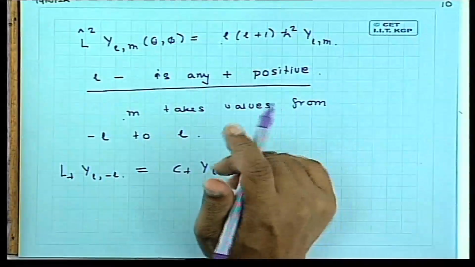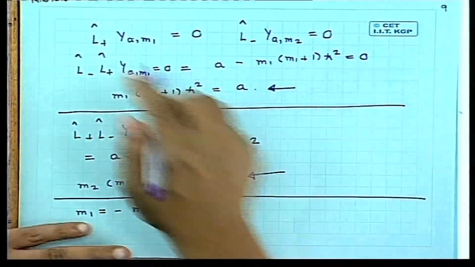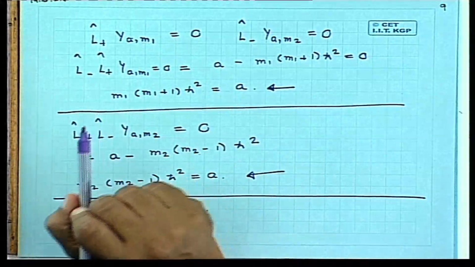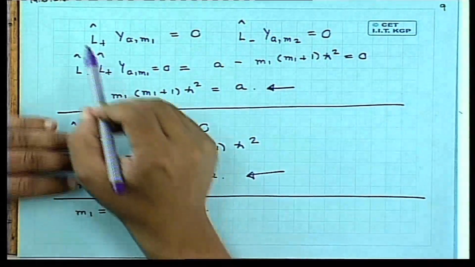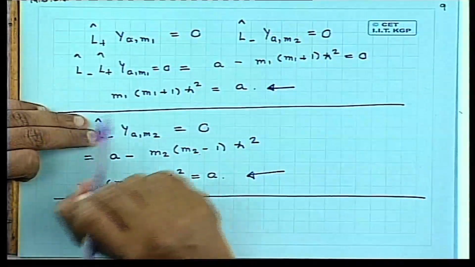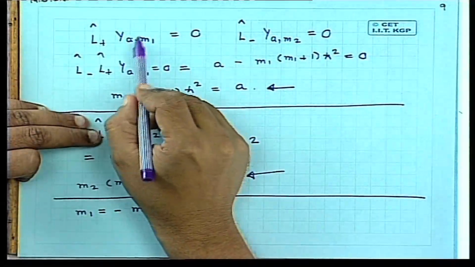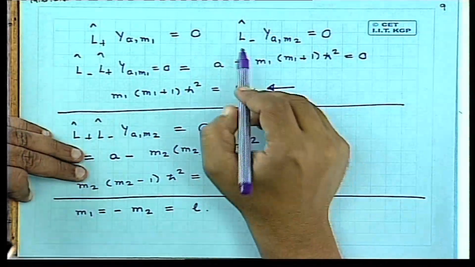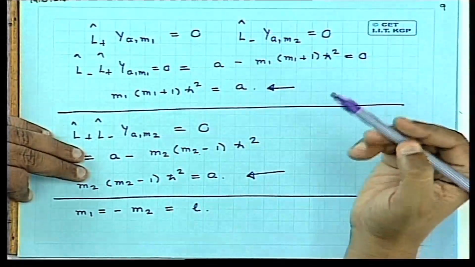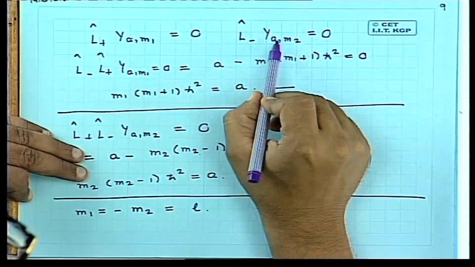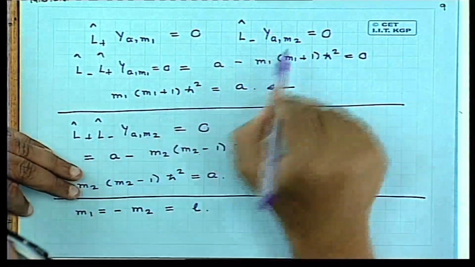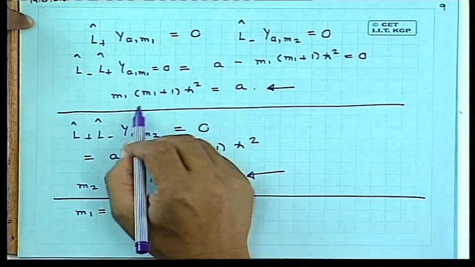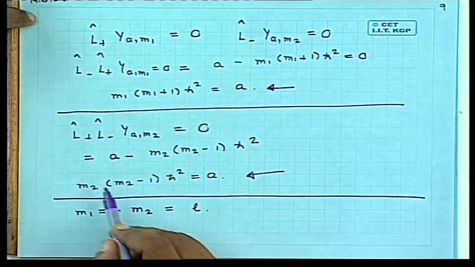And if Y_m1 was the eigenfunction corresponding to the maximum value of m, then if L plus acts on this, it should give us 0, because you cannot increase m anymore. So the action of L plus, which is to increase m, will give us 0. Similarly, if L minus, which reduces the eigenvalue of Lz by 1, acts on the eigenfunction with the minimum value of m, this should give us 0. So these two conditions were used to obtain the following relation between m1 and a, and m2 and a.